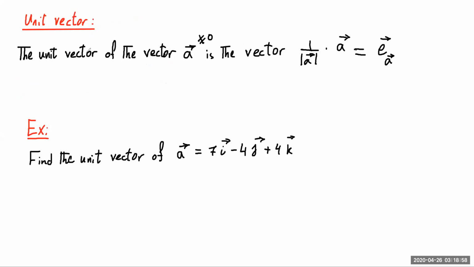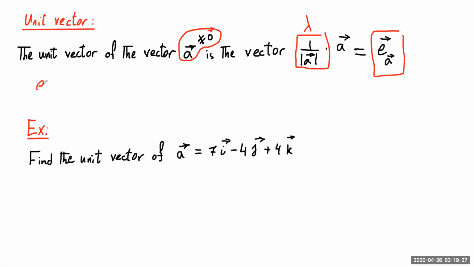Unit vector. The unit vector of any vector A is by definition the vector lambda times A, where lambda is given by 1 over the length of A. So I suppose that the vector A is not the zero vector, so I can divide by the length of A. I will use this notation for the unit vector of the vector A.